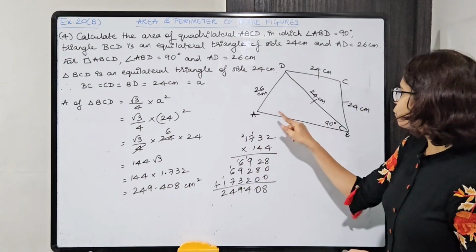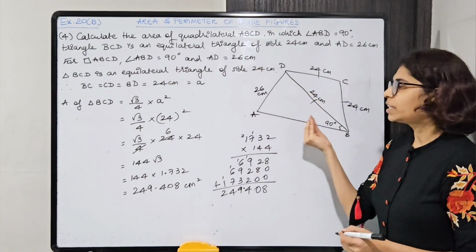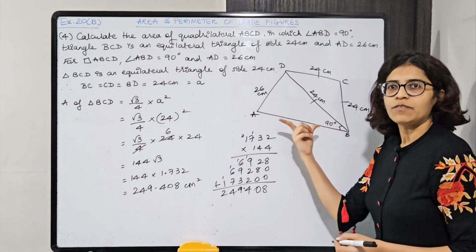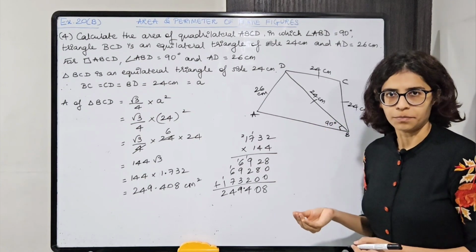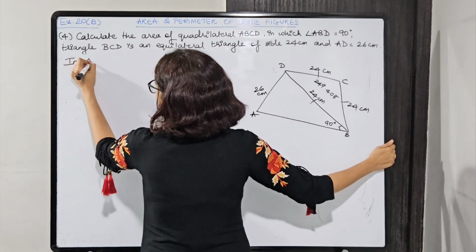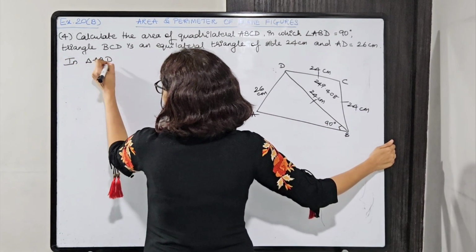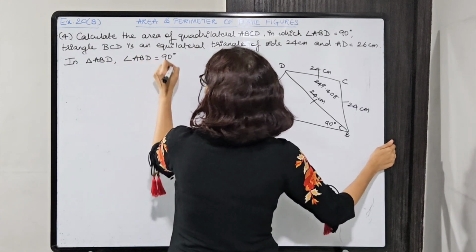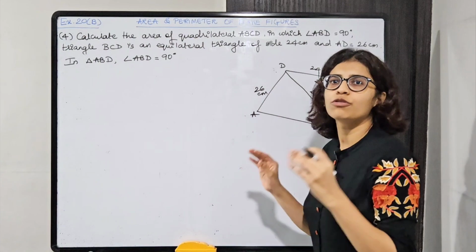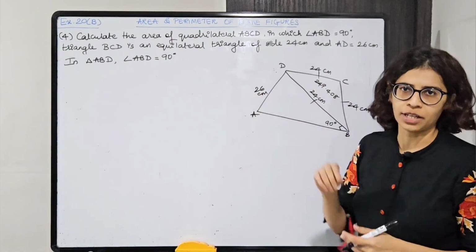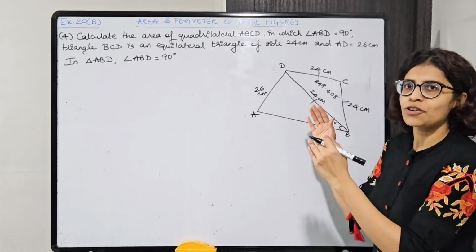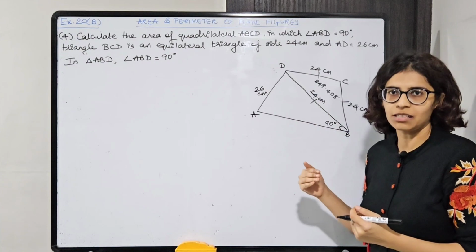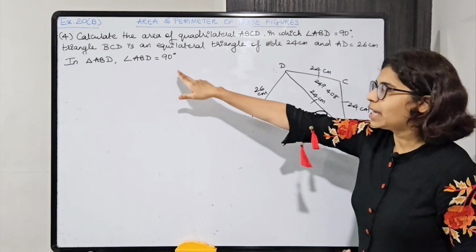अब एरिया ऑफ ट्राइंगल एबीडी फाइंड आउट करेंगे. फॉर दैट वी नीड एबी. ओके, सो वी'ल फाइंड आउट एबी यूजिंग पाइथागोरस थ्योरम. In triangle ABD, angle ABD is equal to 90 degree. You have to write this down to show that this is a right angle triangle. Okay, so right angle triangle है तो ही Pythagoras apply कर सकते हैं, right? So ABD is 90 degree.